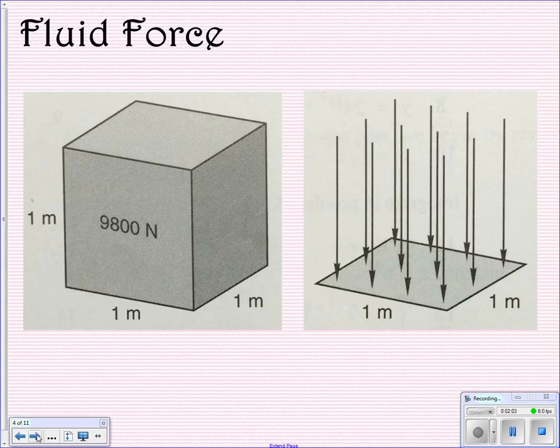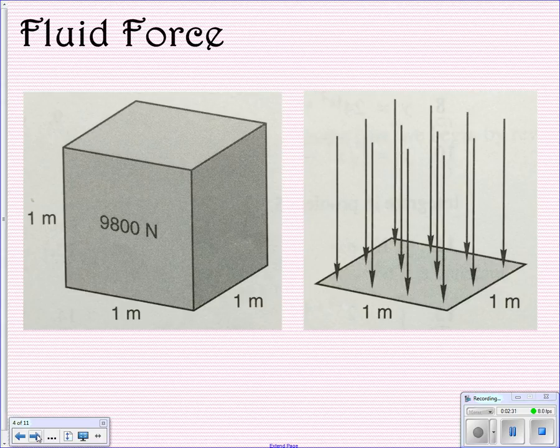So this block that we are looking at here on the left is for water. And it's fresh water at a temperature of 4 degrees Celsius. So 1 cubic meter of fresh water weighs 9,800 newtons. The weight density of an object is the weight divided by the volume. So the weight density here is 9,800 newtons per cubic meter.